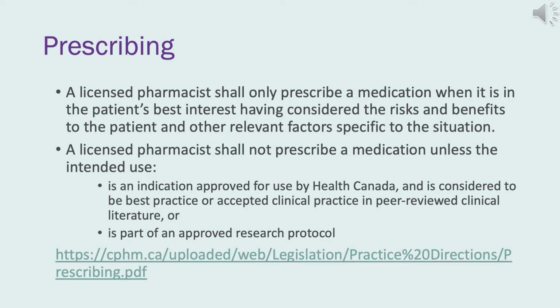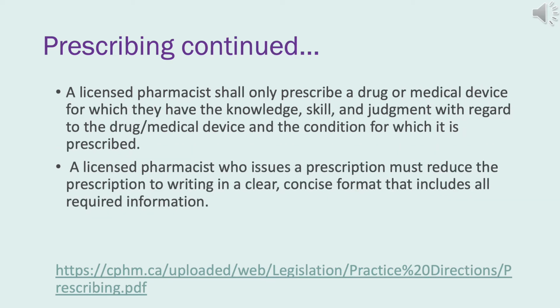Pharmacists must only prescribe a medication when it is in the patient's best interest, bearing in mind the risks and benefits as well as any other relevant factors. Pharmacists are allowed to prescribe medications for an indication approved by Health Canada and as considered best practice or accepted clinical practice. Pharmacists may also prescribe where the intended use is part of an approved research protocol. Furthermore, pharmacists can only prescribe drugs or devices for which they have the requisite knowledge, skill, and judgment. Pharmacists must be knowledgeable about the therapy and condition they are prescribing for.